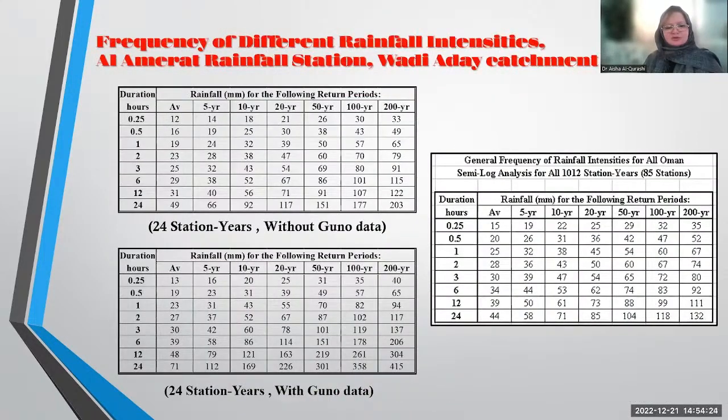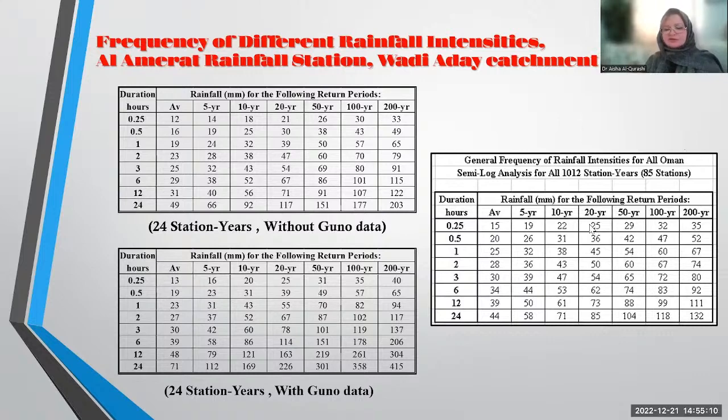This shows the magnitudes of different rainfall amounts for different periods of records, from 15 minutes to 24 hours. It shows that with Gono, 50 years, for example, for 24 hours is 151. With Gono, it's over 200. It's over 300 actually.